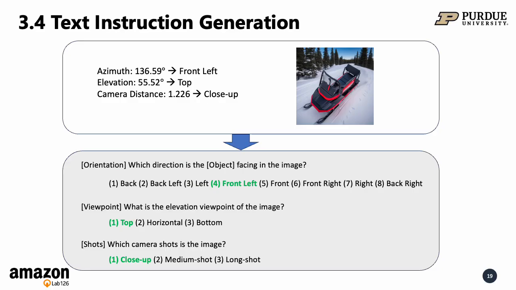Once we have the generated photorealistic images and the corresponding ground truth camera object relations, we generate VQA pairs. We classify the object orientation into 8 types, camera viewpoint into 3 types, and camera shots into 3 types. These image text pairs form the core of our Ultimate 3D dataset and benchmark.